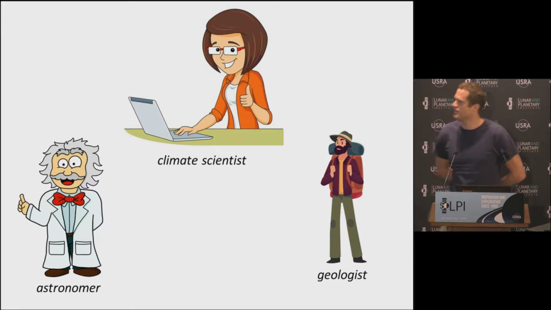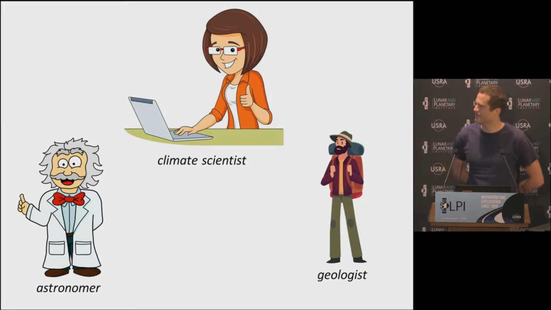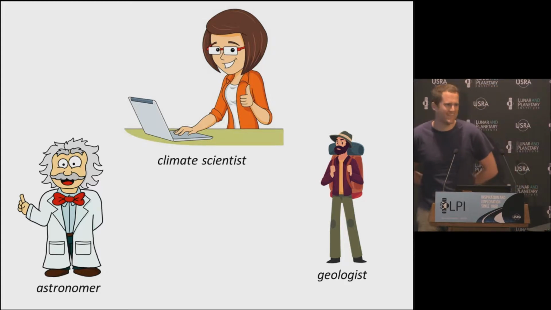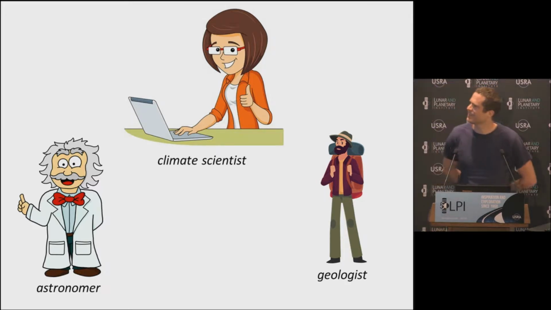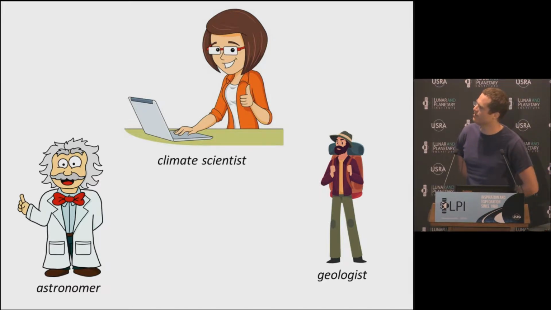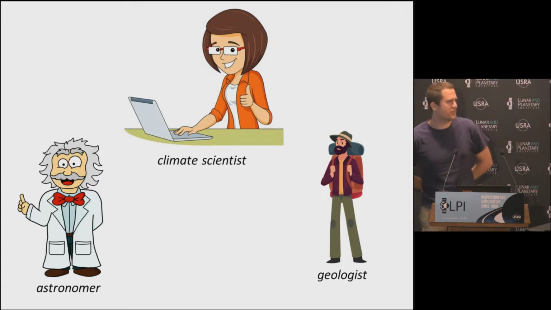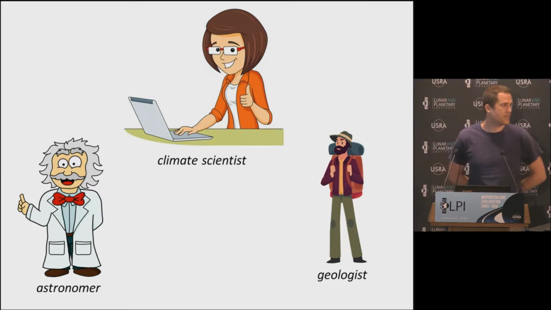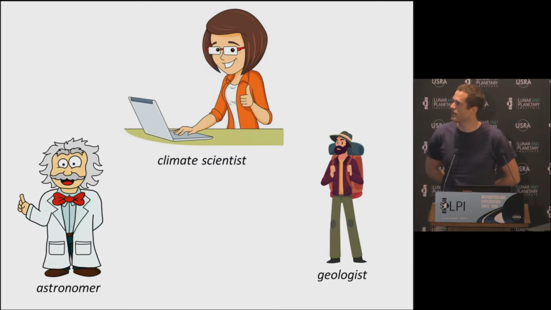And then we have the geologist. So the astronomer and the climate scientist kind of look down on him. He never passed calculus. He kind of looks like a hobo. But he's really good at observing stuff, and he can think on long time scales. And he's going to have a lot to contribute.